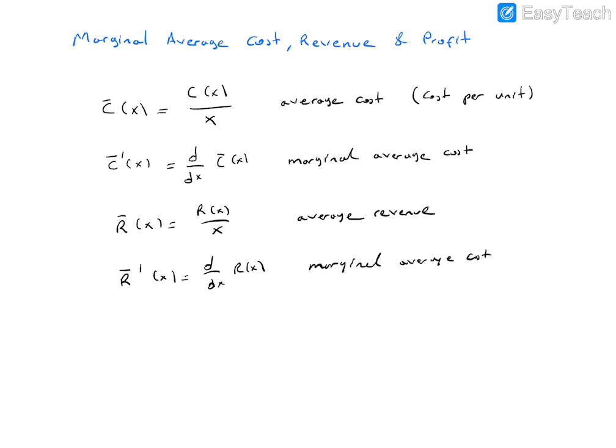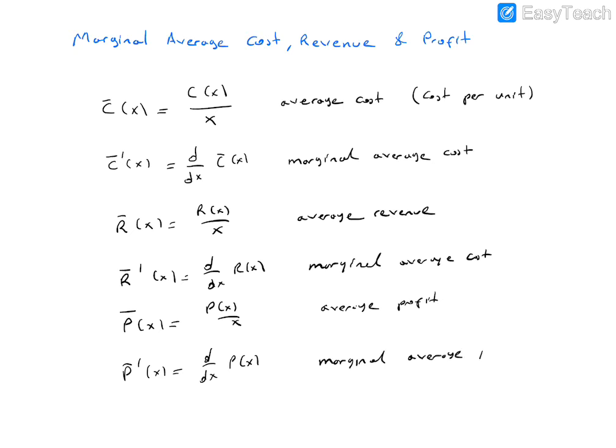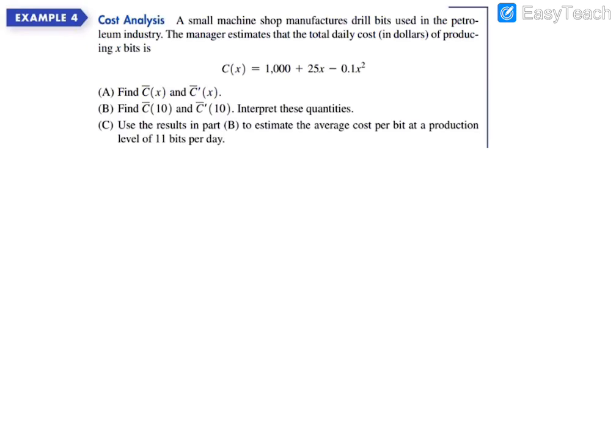average revenue. And for the profit, P bar is P of X over X, the average profit, and the derivative of P bar of X is the marginal average profit. In the following example, I will explain the interpretation of these results.